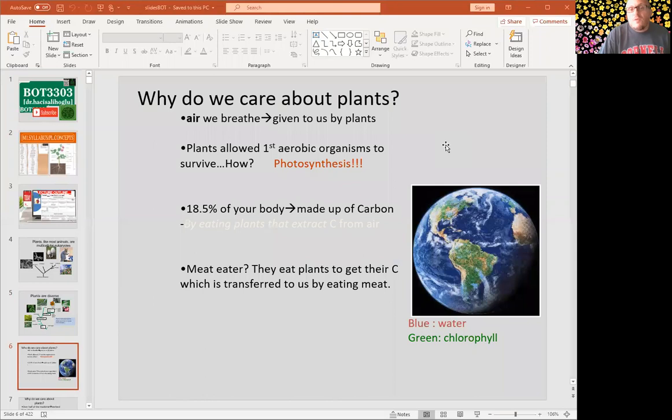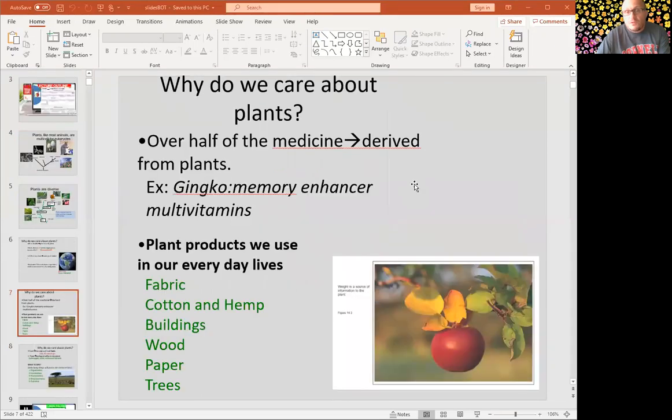So why do we care about plants? We care about plants because they are the providers. They provide the air we breathe, and they allow photosynthesis, the most important reaction in the biosphere. Basically, they are so important. As you see here in this globe, all the green areas are chlorophyll, all the blue areas are water.